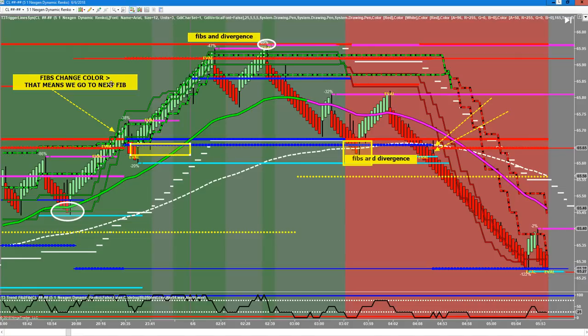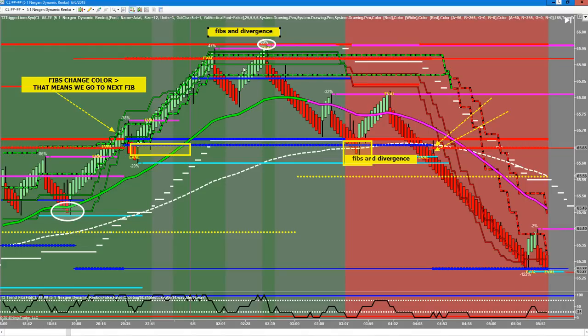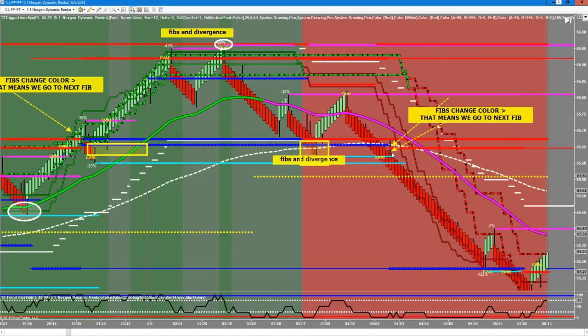And then at fibs and divergence, we stop going long, and we wait, and then eventually when we get fibs and divergence, we stop and we wait, and when the fibs change color, guess what happens? We go to the next fib. This is where the breakout traders trade. Now again, we're not doing breakout trades either, are we?